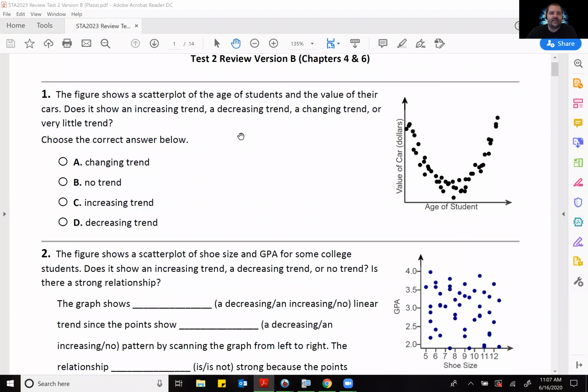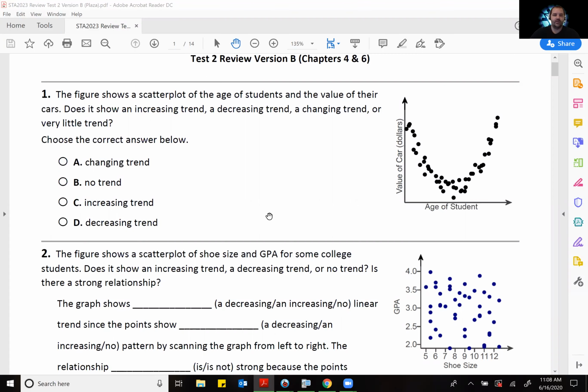Over here, it says the figure shows a scatter plot of the age of students and the value of their cars. Does it show an increasing trend, decreasing trend, a changing trend, or very little trend? What kind of trend is this? I think it is changing, you bet, because it decreases, then increases. So that's definitely a changing trend. And sometimes I'm going to have some pauses because I'm writing down the answers for the answer key.